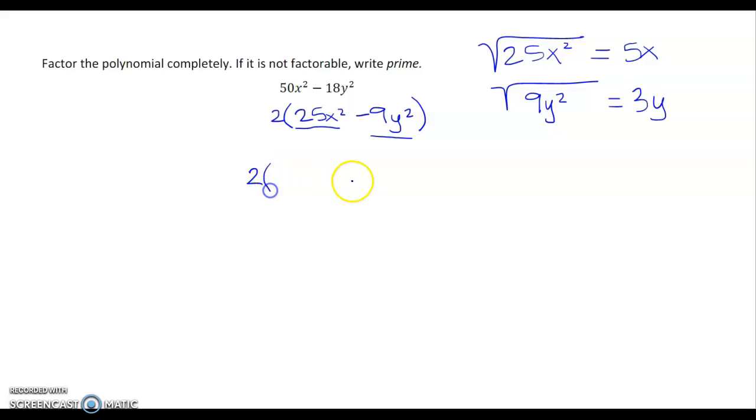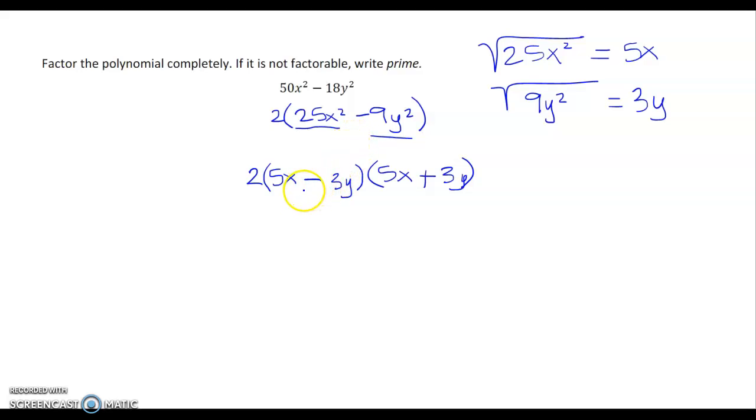So we still have our 2. Now when we do difference of squares, we do the square root of each. So we'll have 5x and 5x, 3y and 3y, and I need one to be minus and one to be plus. When it's minus and plus, if we multiply it out, that middle term gets canceled.